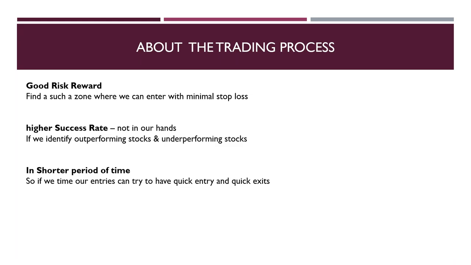Now, as I already shared, I'll move to my second pattern. It's about the trading process. What we need is good risk reward. So on a chart, you have to find a zone where we can enter with a minimal stop loss, where the stop loss is minimum and chances of success are higher. Anyway, a higher success rate is not in our hands. The most we can do is stock selection. So find stocks which are outperforming and go long in those, and use underperforming stocks for shorting. This is the only way you can increase your success rate.